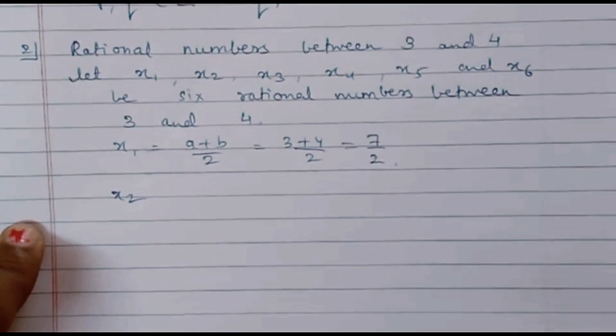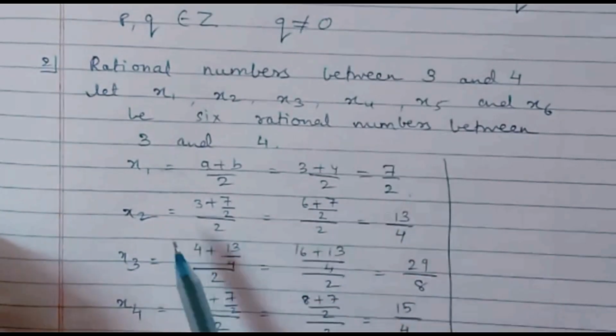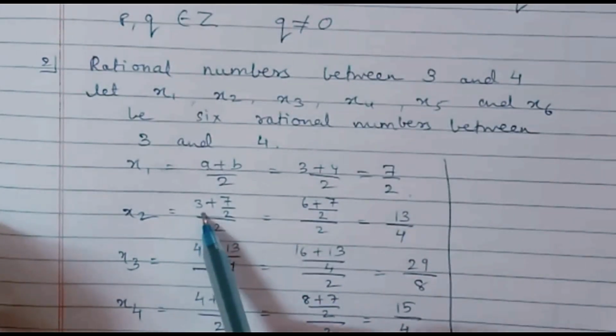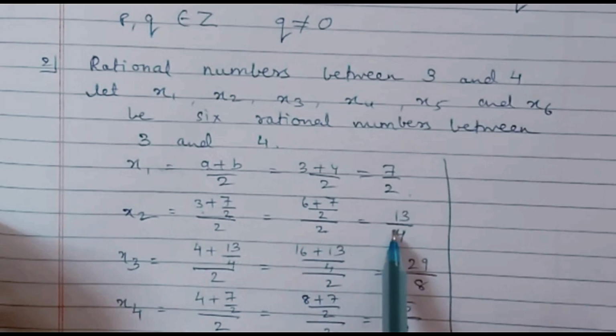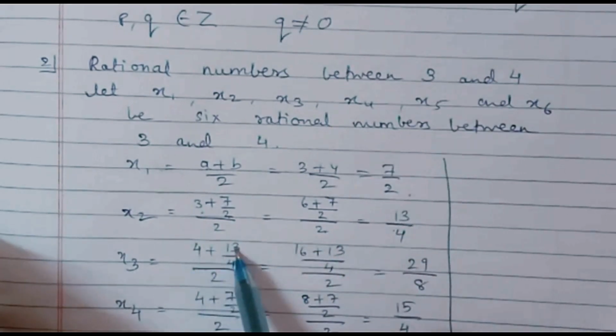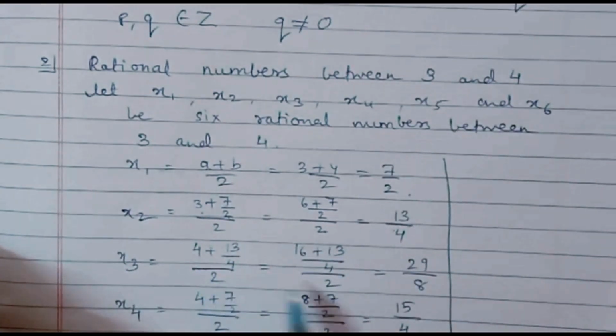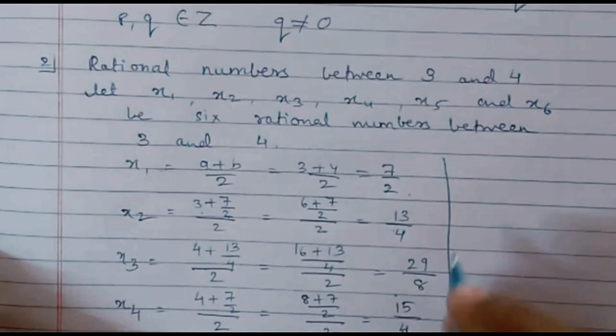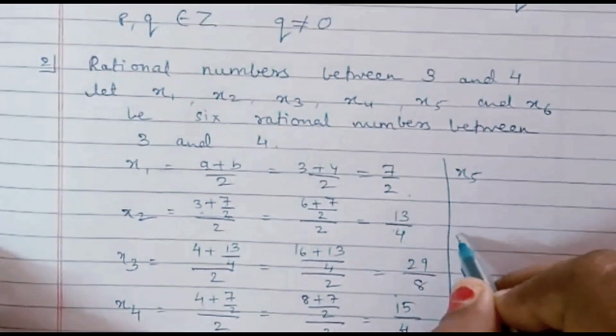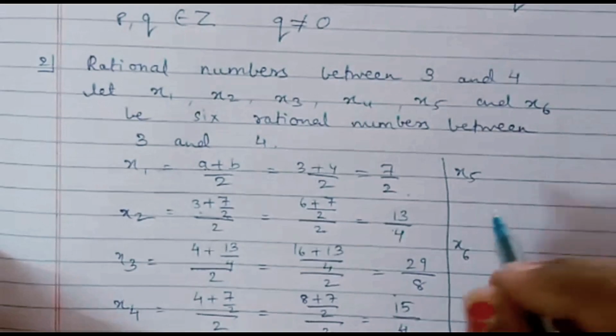Let me find out. So you have seen how I have obtained x2 by the average of 3 and 7 upon 2, that is 13 upon 4. For x3, the average of 3 and 13 upon 4 is 29 by 8. Then the average of 4 and 7 upon 2 is 15 by 4. In the same way you can find x5 and x6 between any two numbers.